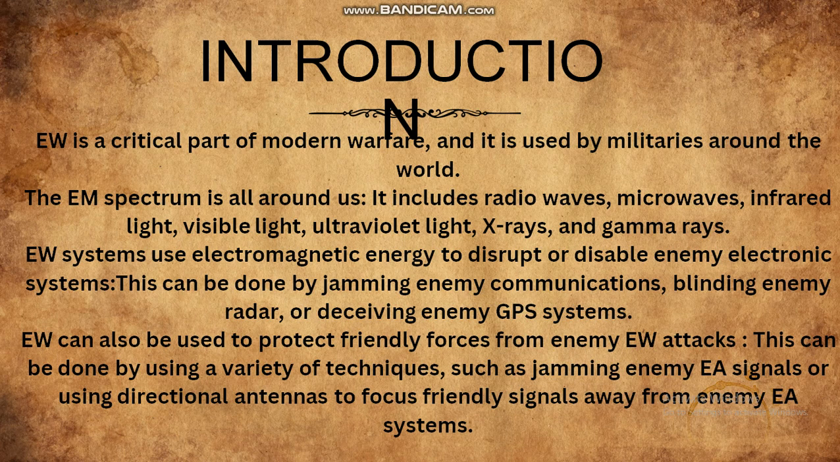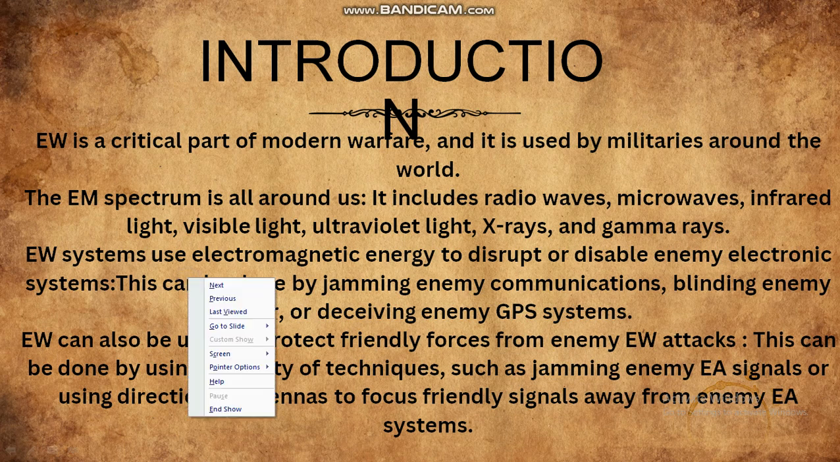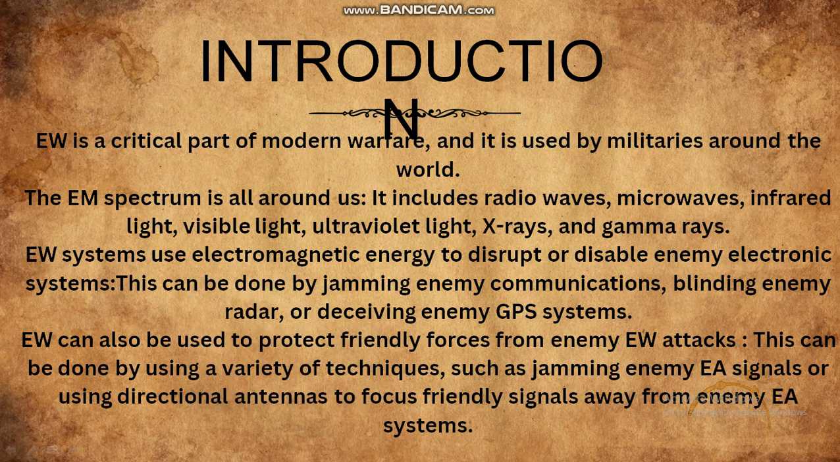Electronic warfare systems use electromagnetic energy to disrupt or disable enemy electronic systems. Why do we use it? We use electromagnetic energy to disrupt, destroy, or disable enemy electronic systems. This can be done by jamming enemy communication. Jamming is the sending of false information to the enemy's opposite radar. Using jamming we can blind the enemy and deceive the opposite radar.